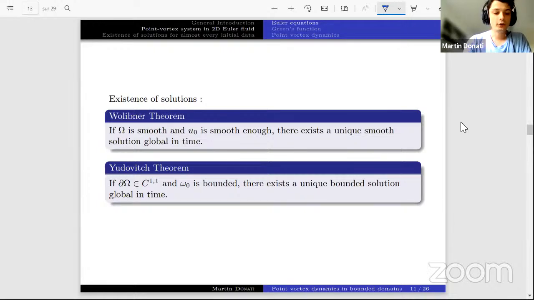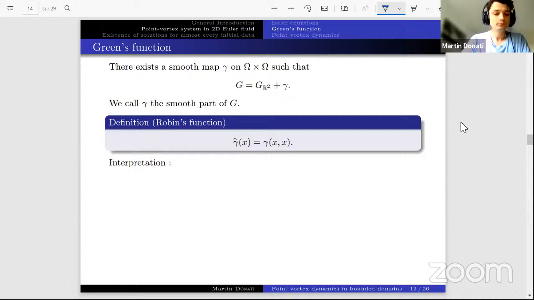So for this equation, we have existence of a global solution, at least in good contexts. We have the Wolibner theorem, for example, that if the initial data is smooth, then there is a smooth solution, global in time and unique. And we have the classical Yudovich theorem that states that if the boundary is C^{1,1} and the vorticity is bounded, then there exists a unique bounded solution, global in time again. So these equations have solutions and we can work with them. This is not a problem.